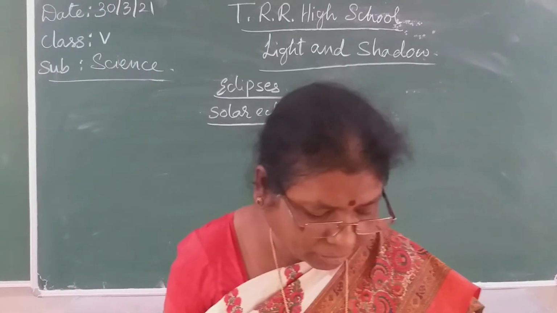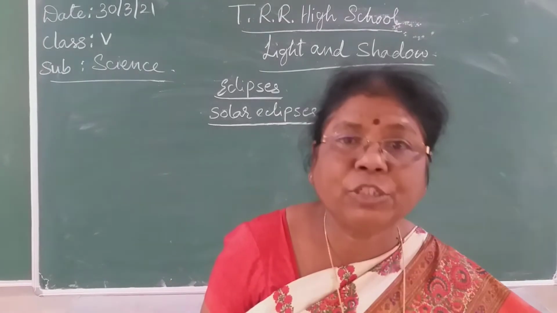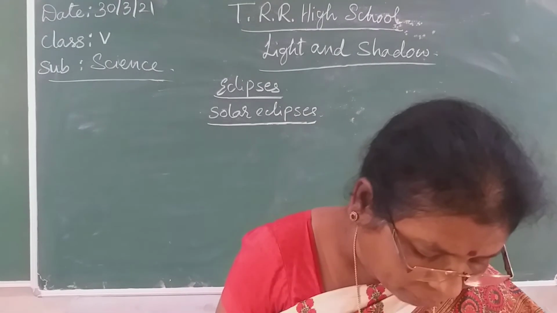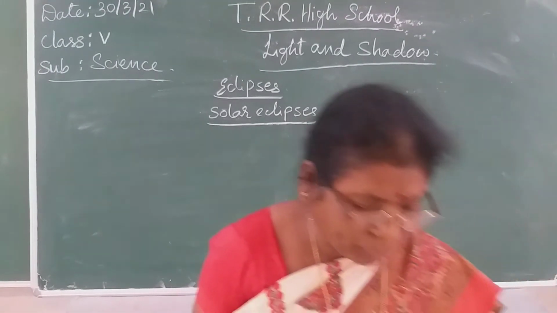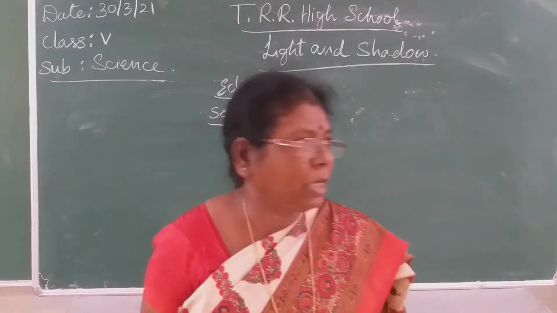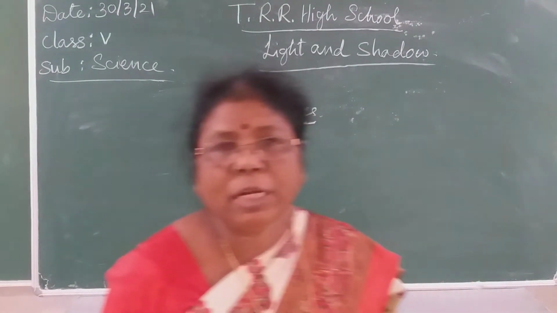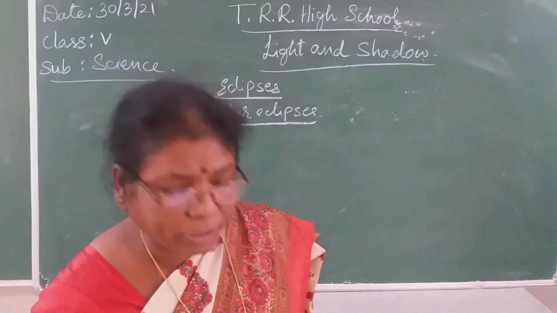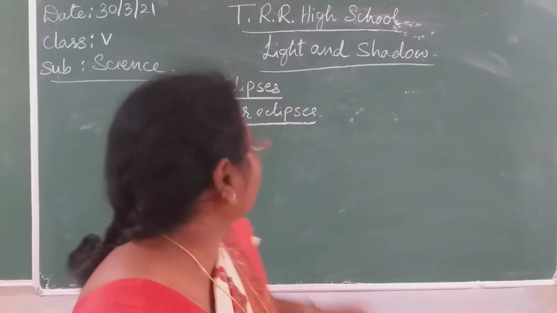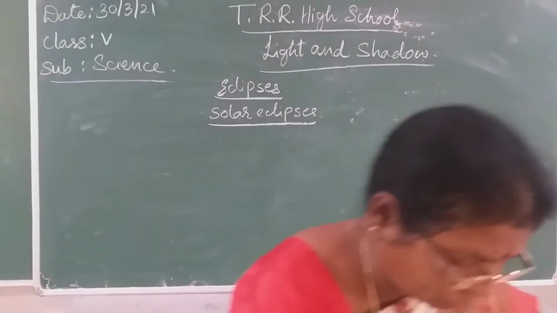When the earth comes in the path of the sun, its shadow is created. When this shadow covers the moon completely, then we have a total lunar eclipse. Now here we are going to know about the solar eclipse. I will draw the diagram of the solar eclipse.